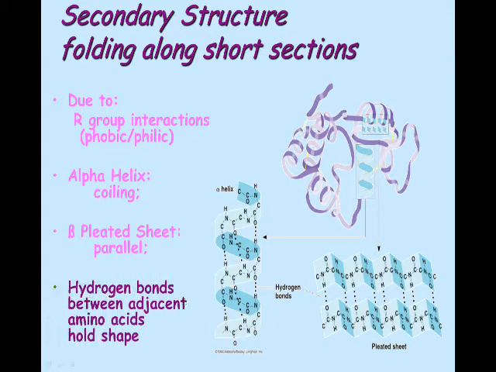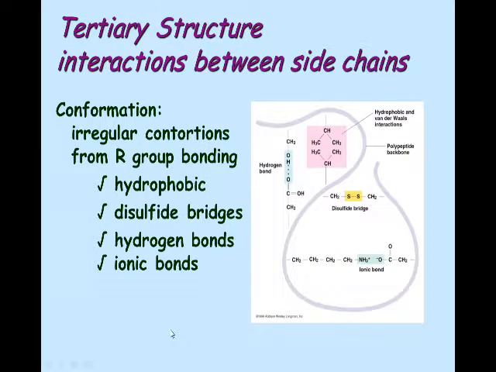Hydrogen bonding attraction helps to hold those shapes in place. And once I get my helices and my beta pleated sheets, those can go on to fold and coil up into some more complex shapes, also due to the R groups. If you're a phobic R group, you want to be next to or touch or be near another phobic group.